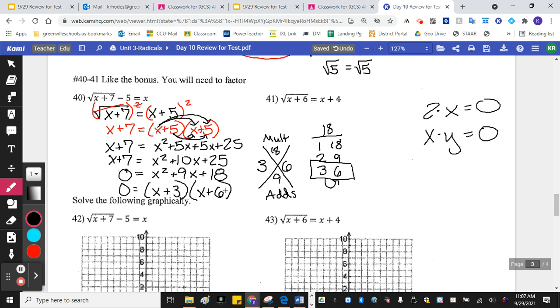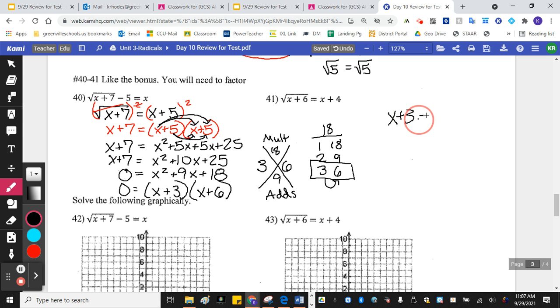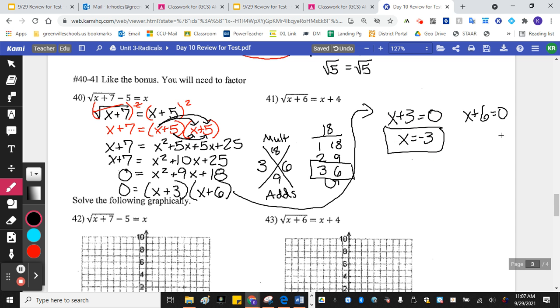So that's what I'm doing here. This is being timesed by this. So I have to set them equal to 0. I set them both equal to 0, and then you'll have your 2 answers. To make these 2 things multiply and give me 0, one or both of them has to equal 0. So you set them equal to 0. So those are your answers. So your answer is negative 3 and negative 6. And then you have to check both of them.